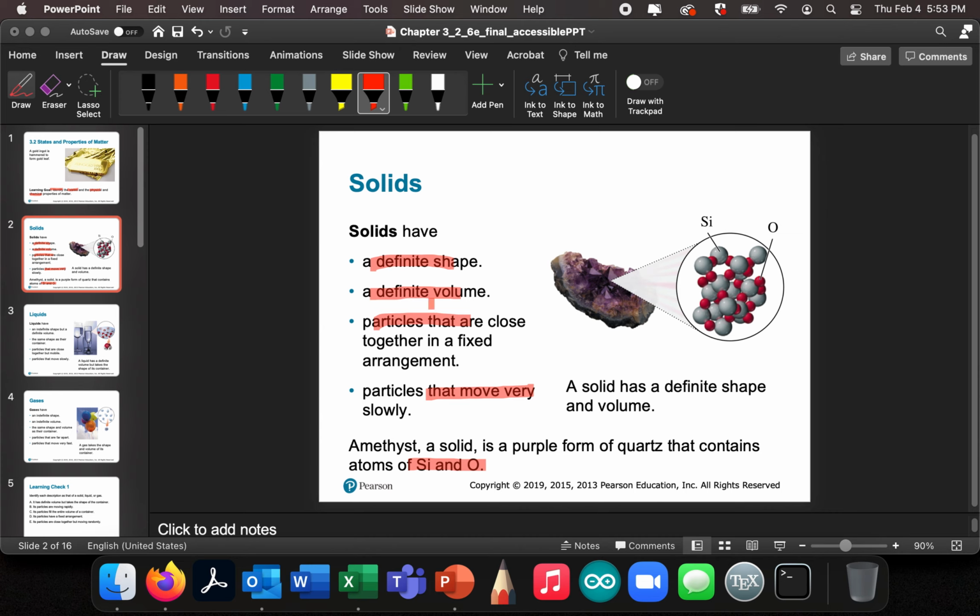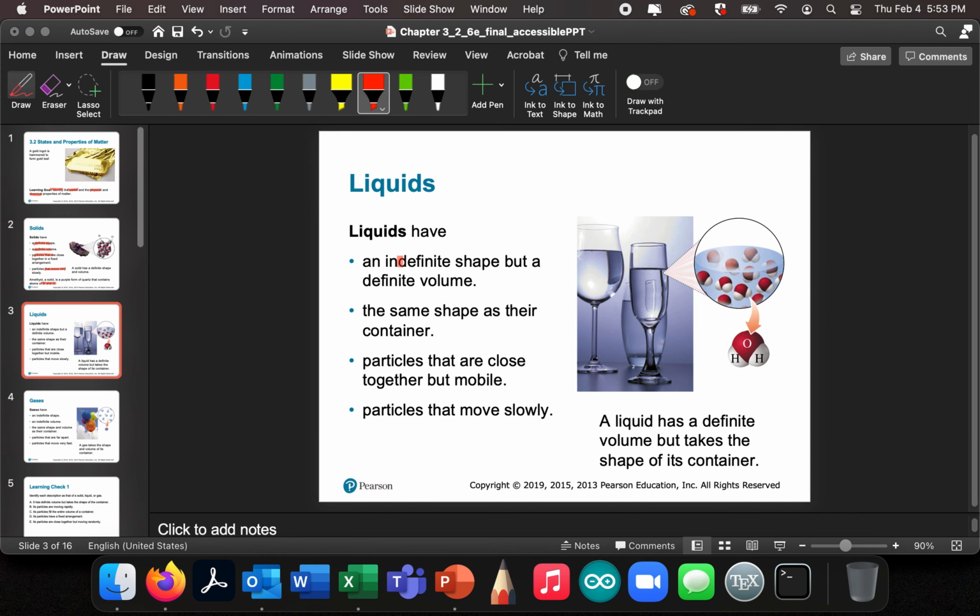It has a definite shape and a definite volume. A liquid has an indefinite shape but a definite volume, right? So, for example, if you pour water from one cup into another, the shape changes, but the volume stays the same. The particles are very close together, but they move pretty quickly. Well, all right, so it says slowly, not compared to a gas. They're mobile, but compared to a gas, they move slowly. All right, but obviously way faster than solid.